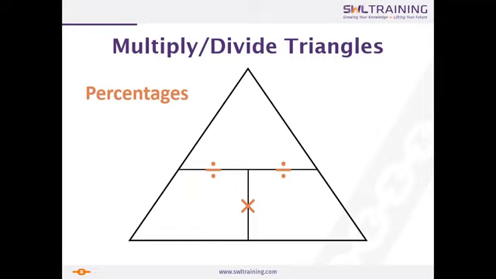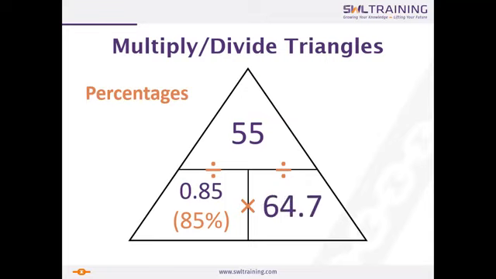Looking at another example, if you have 55 and you want to find out what 55 is 85% of, so whatever percentage you wanted to use, then you would do 55 divided by 0.85, giving you 64.7 tonnes.